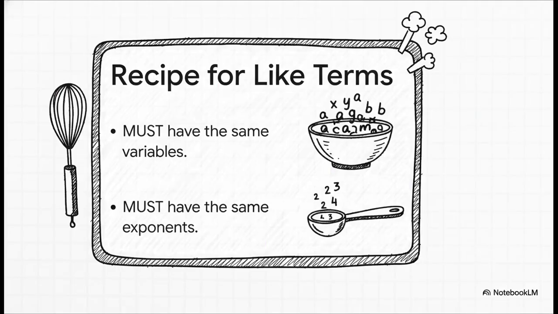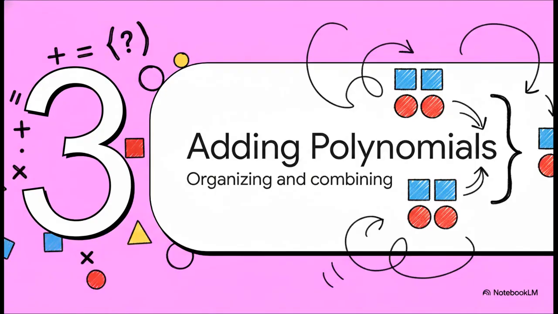So here's the official recipe. For terms to be like, they have to check two boxes. First, they absolutely must have the same variables. And second, those variables must have the exact same exponents. The numbers out front, what we call the coefficients, they can be different. That's totally fine.